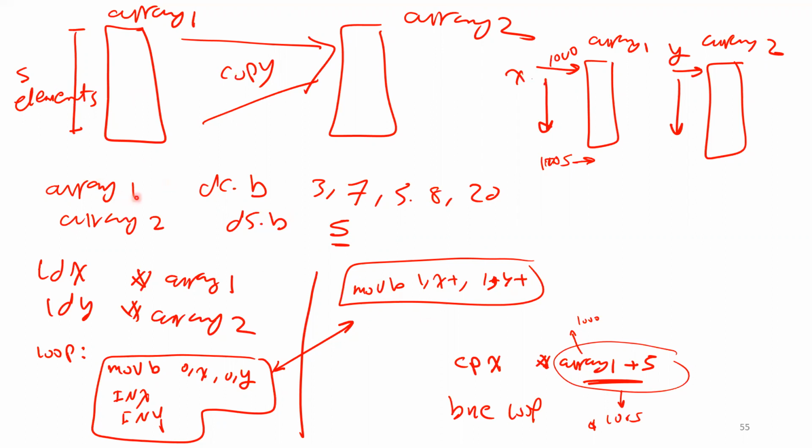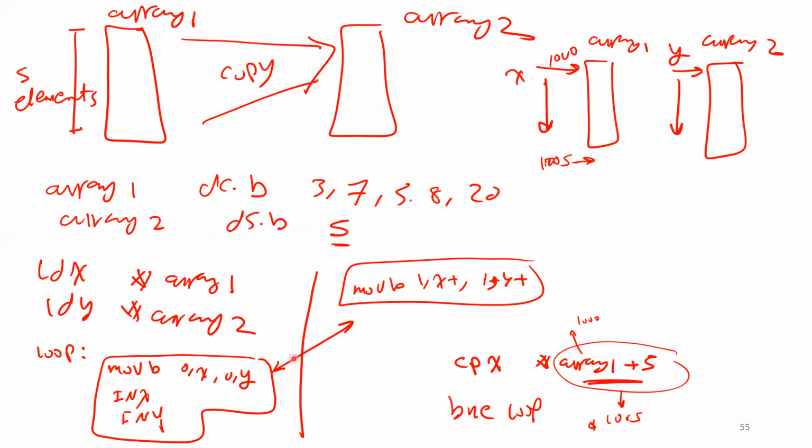So here we have array one. I just define array one. It has five elements. I put some initial values there. And then I define array two. Okay, guys, sometimes there is some space here, but there should not be space, right? Otherwise, CodeWarrior is not going to accept it. You should not leave space here. And then here I define array two. This array has five elements, uninitialized. So now I have two arrays.